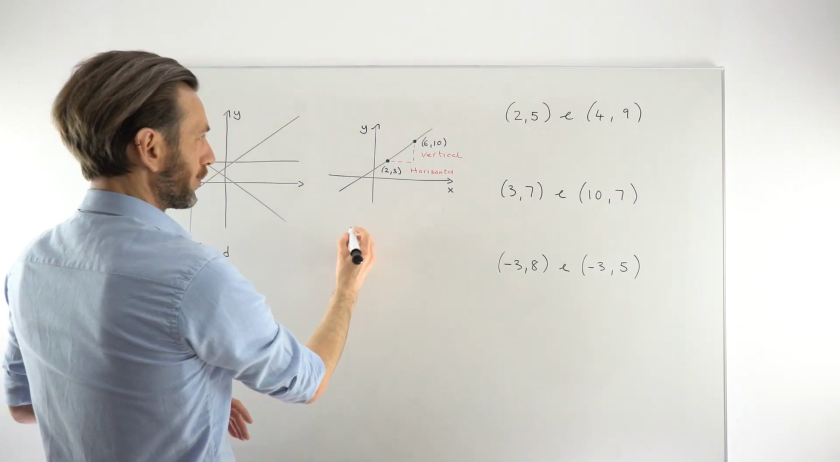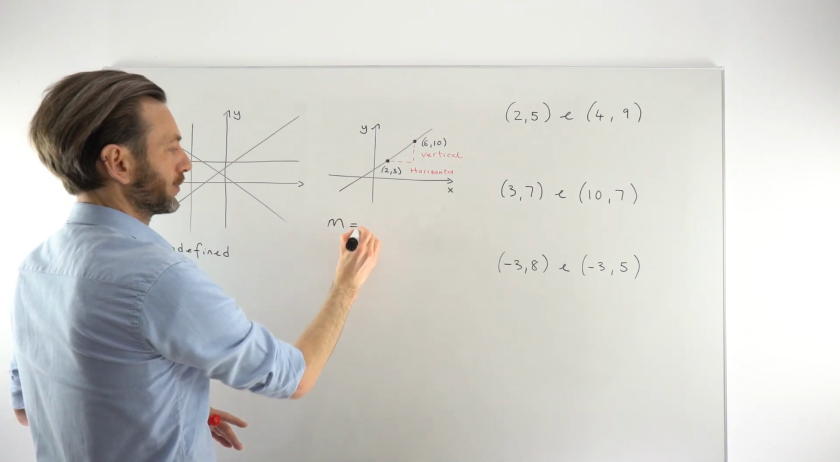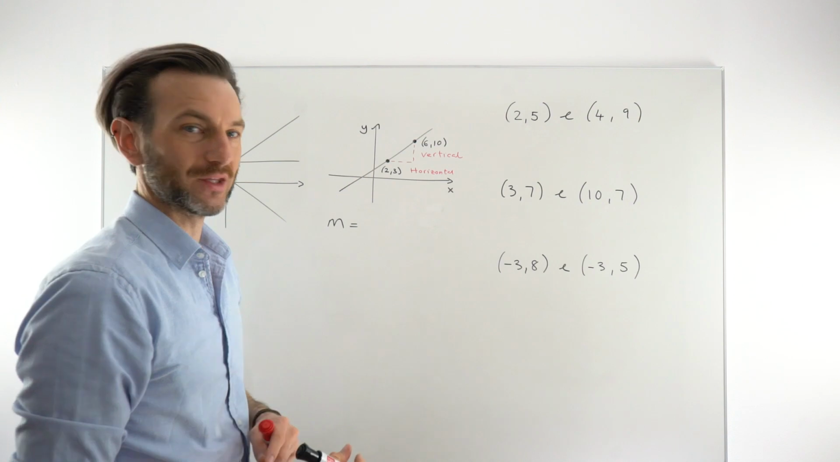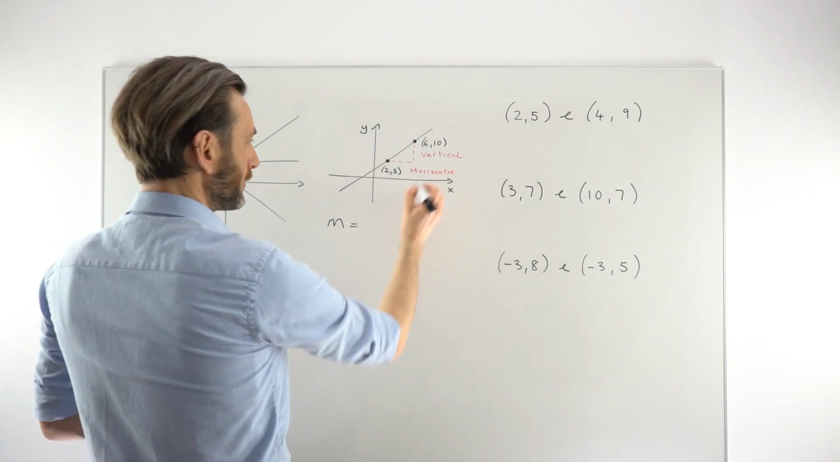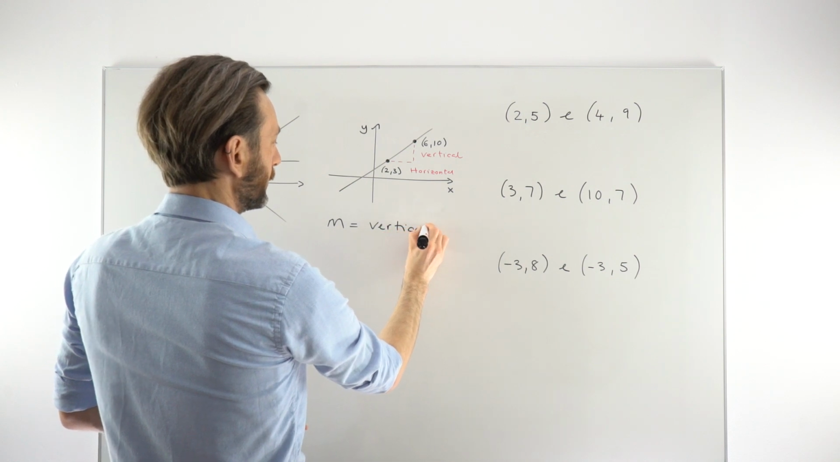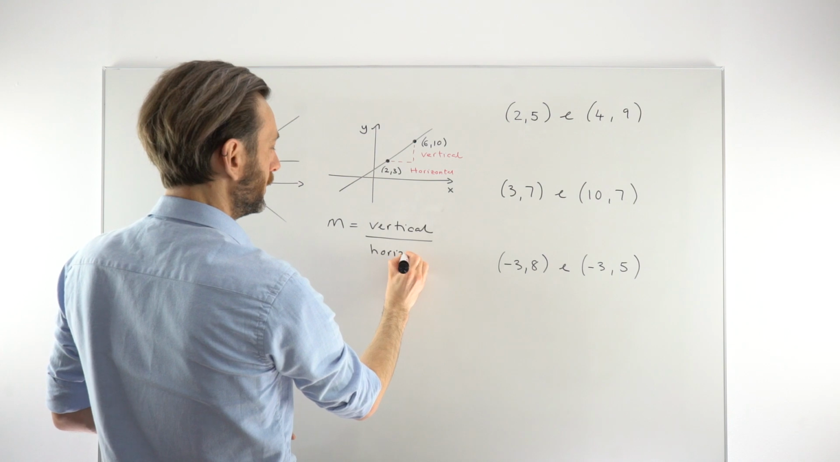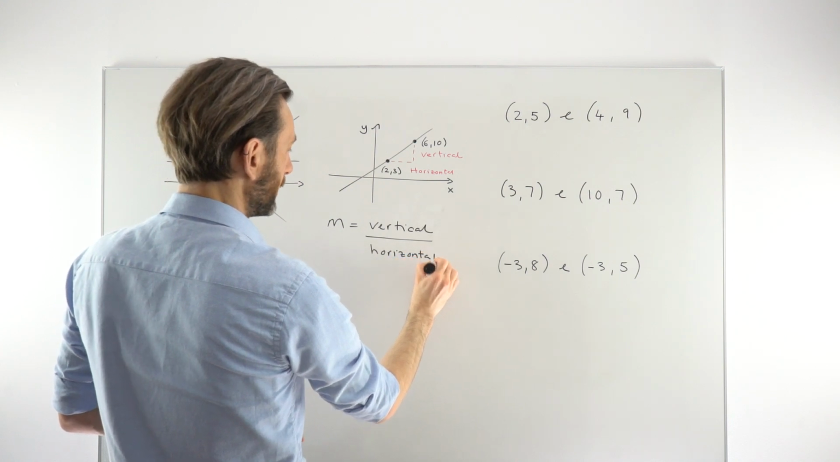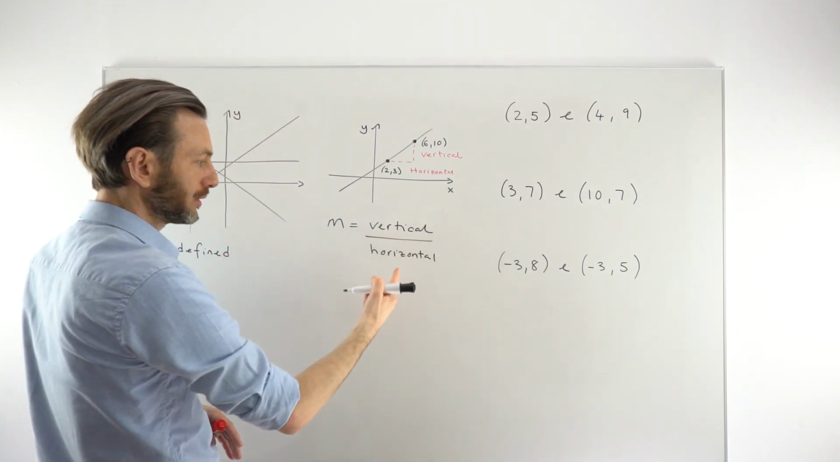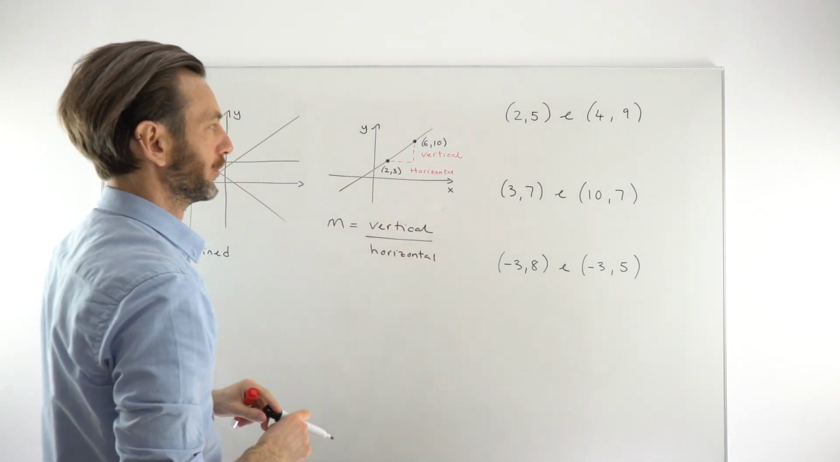And the way that we do it formulaically, well, first of all, we tend to use the letter m for gradient. So it's quite good to get into the habit of seeing m for gradient. And then using vertical and horizontal, we would just say it's the vertical over the horizontal. That is how we measure gradient. And in reality, these are going to be numbers, which we'll look at in a moment, and this will come out to be some numerical value.